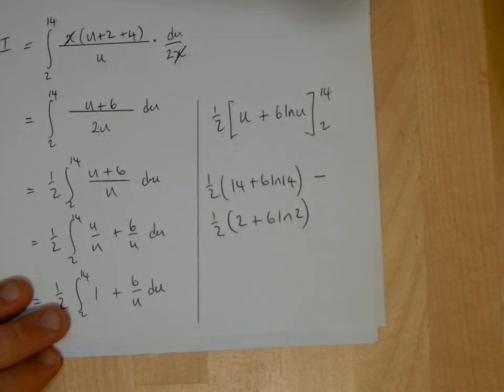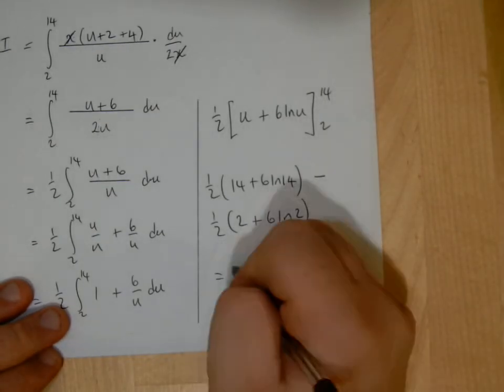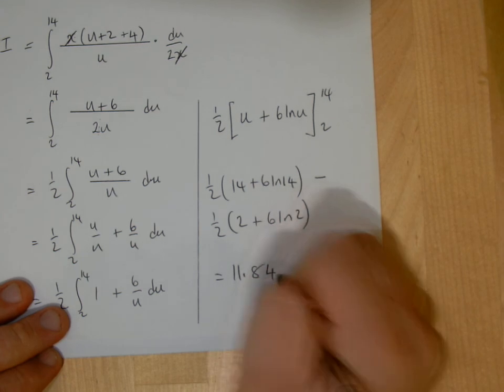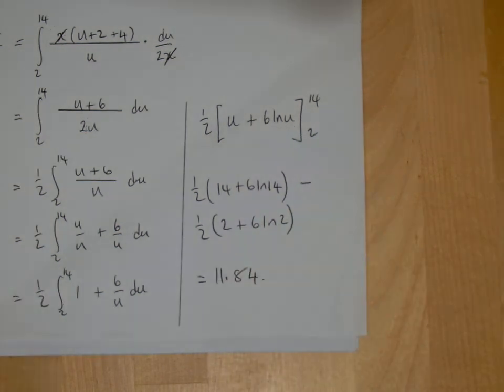When you work that out, I believe you get 11.84. Let me just double check that. Yeah, 11.84, 2 decimal places.